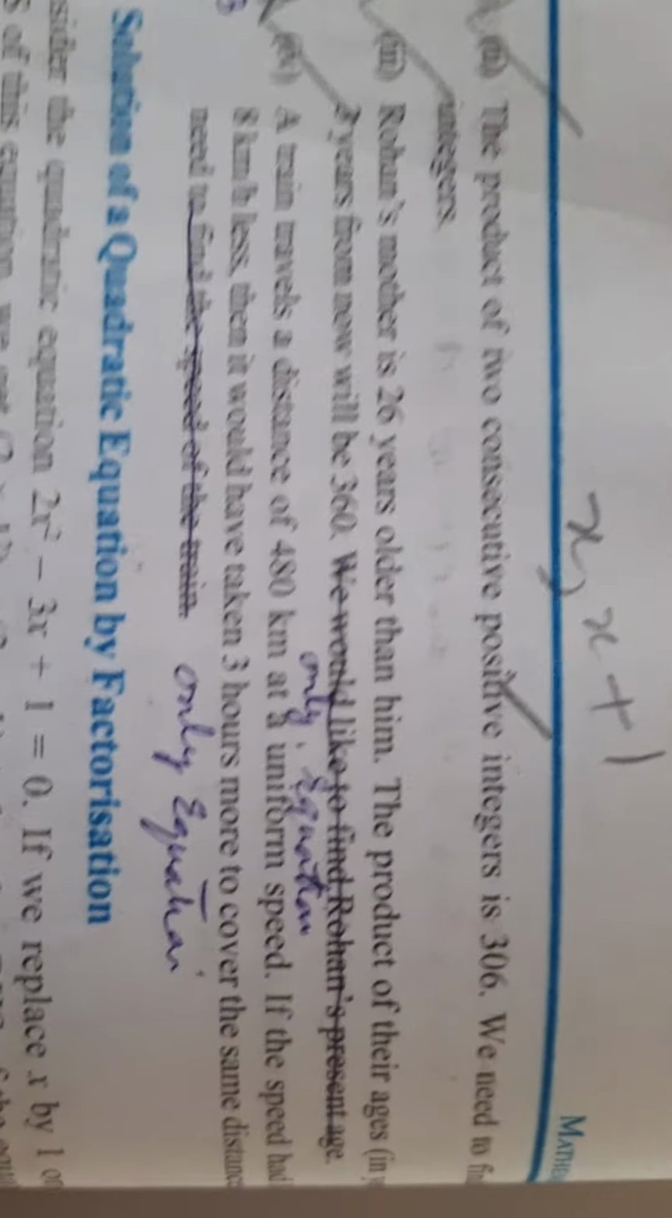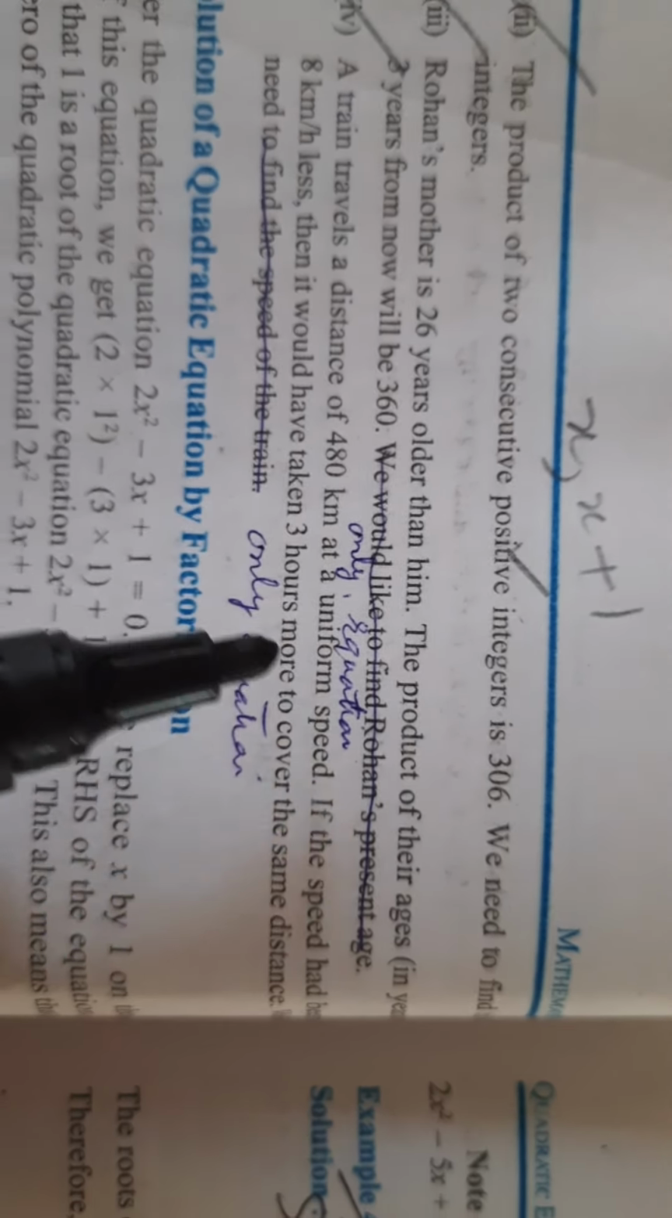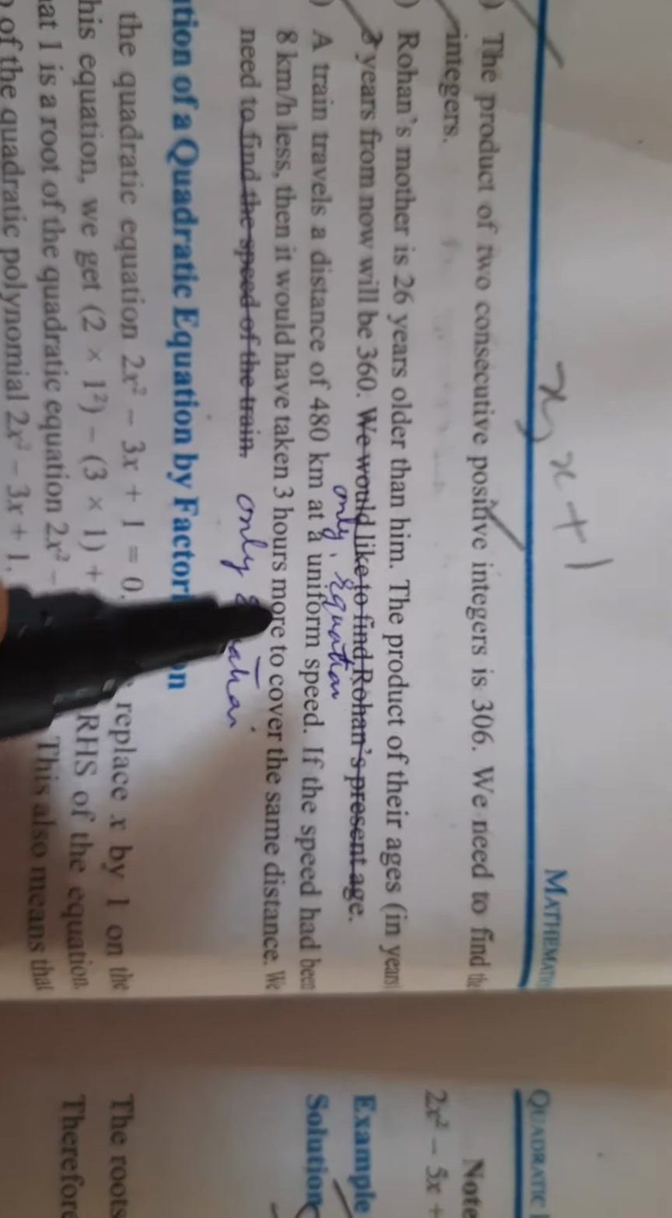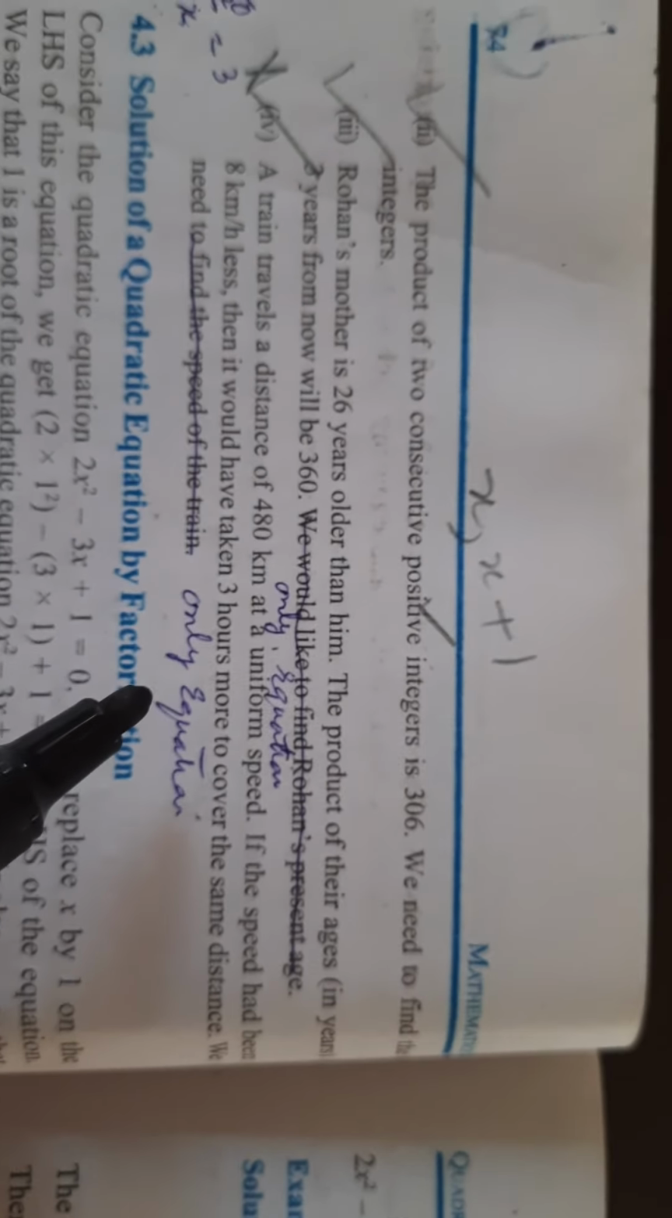Now dear students, last part. A train travels a distance of 480 km at a uniform speed. What is this distance? So distance given to us is 480 kilometers, right? Now what they are saying, obviously distance never changes. हमारी speed change हो सकती है, speed के according time change हो सकता है, but the distance remains same.